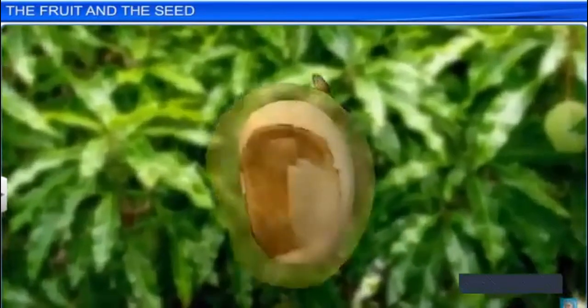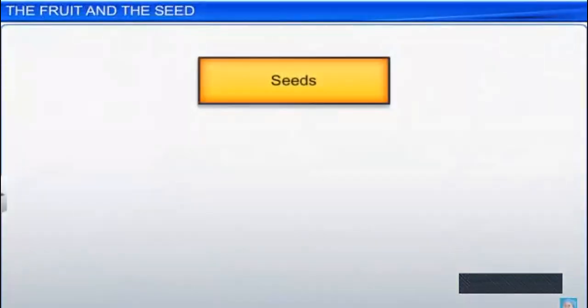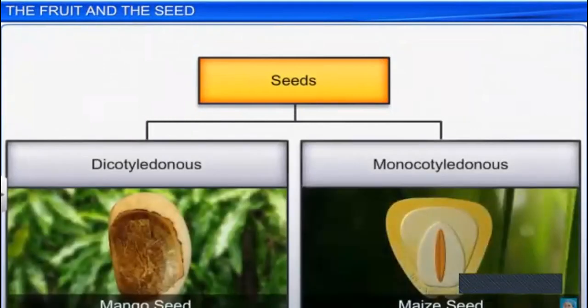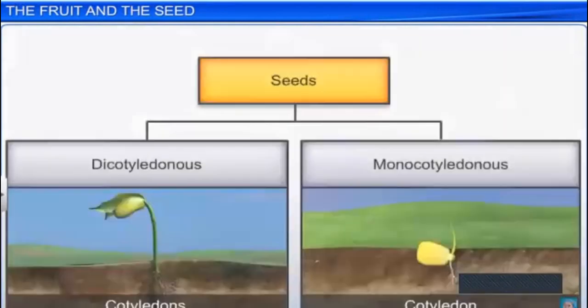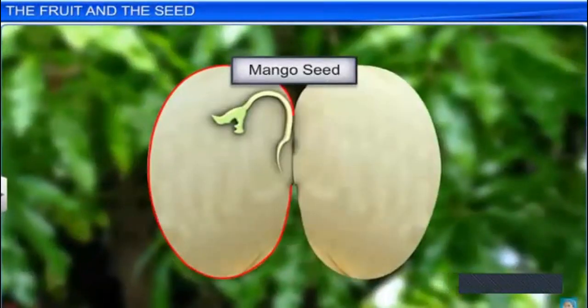Apart from the pericarp, the other part of a fruit is the seed. Based on the number of cotyledons, the seeds of flowering plants are classified as dicotyledonous and monocotyledonous. A seed with two cotyledons is called dicotyledonous, and with a single cotyledon is called monocotyledonous. In a dicotyledonous seed, the outermost covering is the seed coat and is made up of two layers: the outer testa and the inner tegmen.